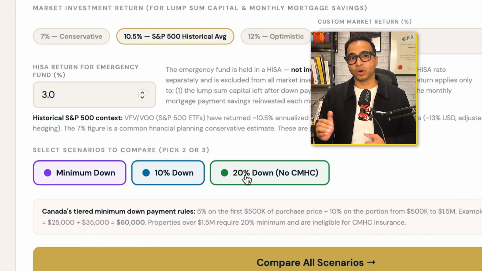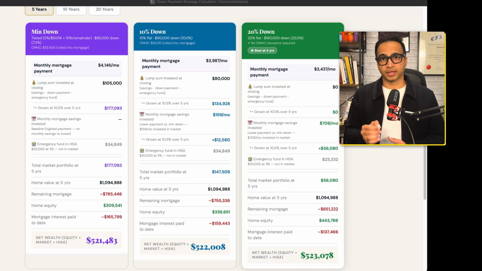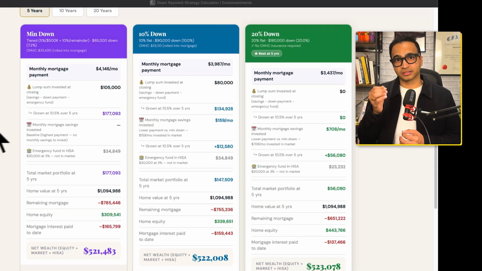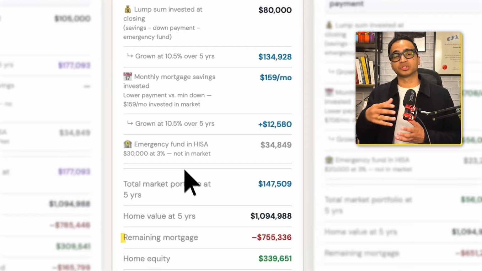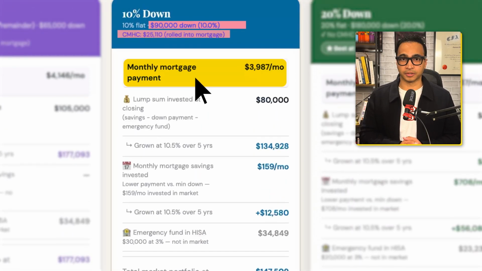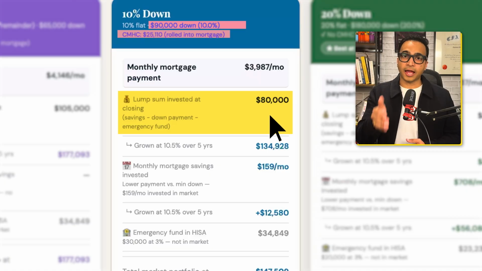I'm going to run all three standard ones together so we can see the full picture. And let's hit compare. Here's what the tool is showing us. For each scenario, it's calculated the down payment amount, the CMHC insurance premium if one applies, and the resulting mortgage and your monthly payment.